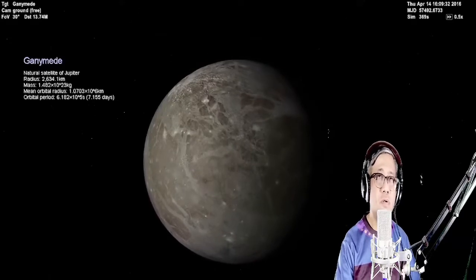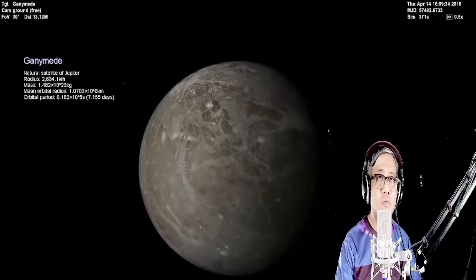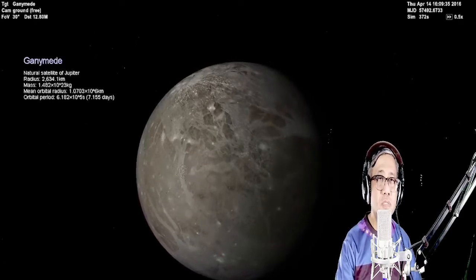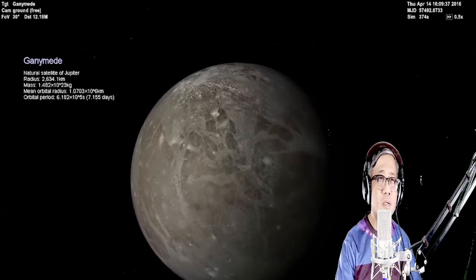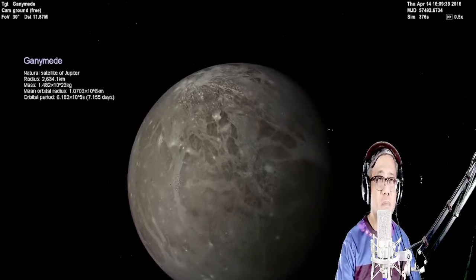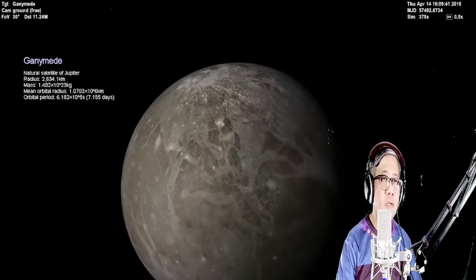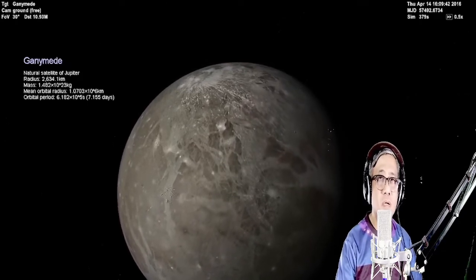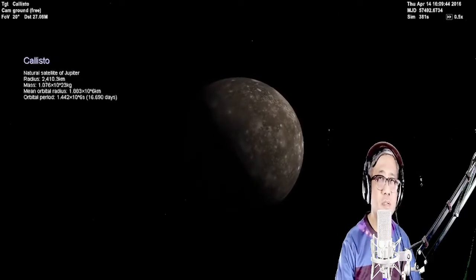Okay, so you are now viewing on screen Ganymede. Ganymede is the largest moon in our solar system. Mas malaki pa yan po sa Mercury. Okay, and Ganymede is a heavily cratered moon. Alright. Okay, and yan, may mga grooves and ridges.